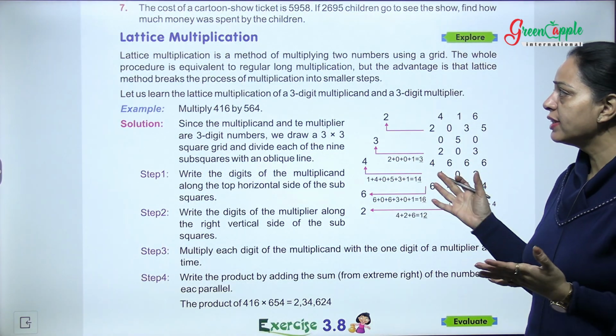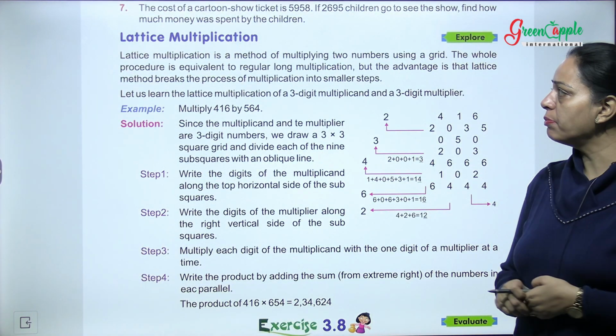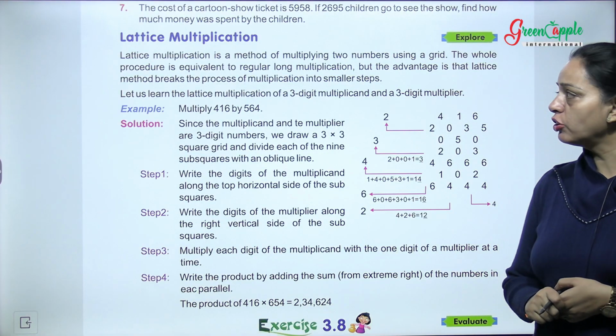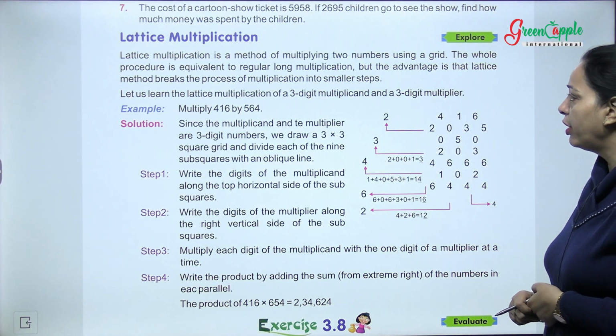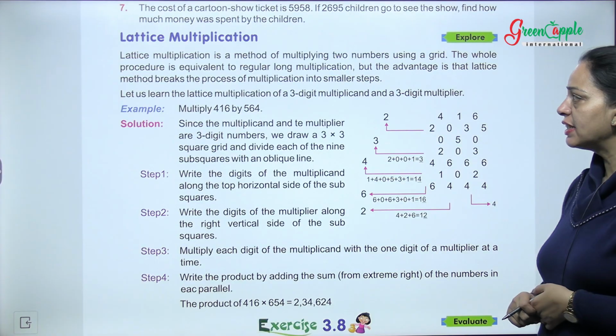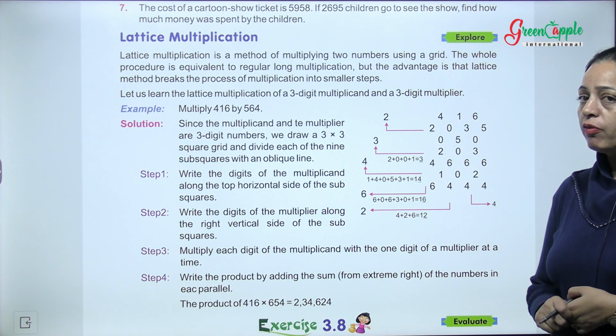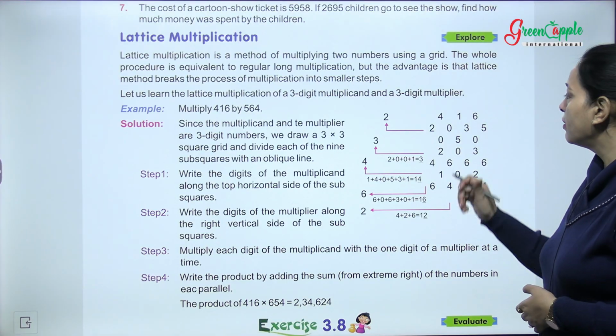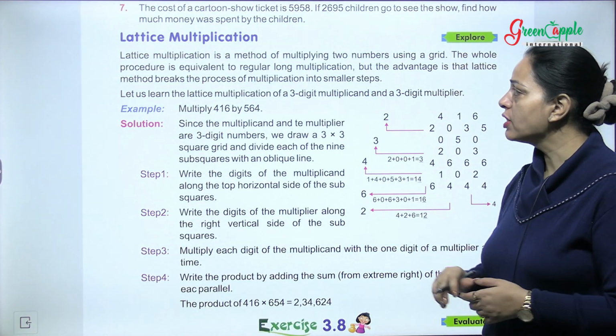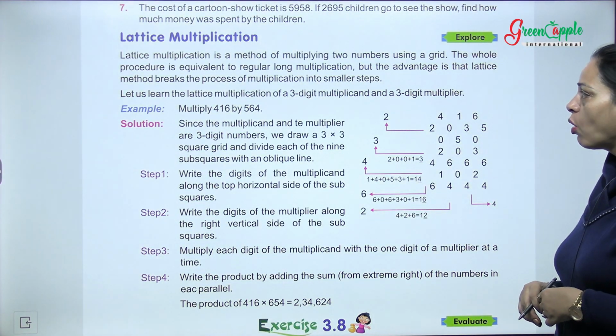Now here one is lattice multiplication. So lattice multiplication is a method of multiplying two-digit numbers using a grid. The whole procedure is equivalent to regular long multiplication, but the advantage is that this method breaks the process of multiplication into smaller steps.